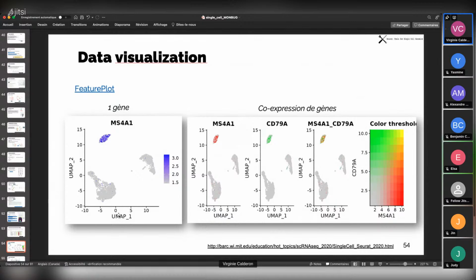You know, I can draw a violin plot or a ridge plot or whatever you want. So the basic representation is a feature plot. A feature is maybe a gene, in this case here. So you can show the expression of a gene on the projection, or you can show co-expression of genes. In this case, we have two genes and we want to combine them on a score here. So that's another way to represent the data.